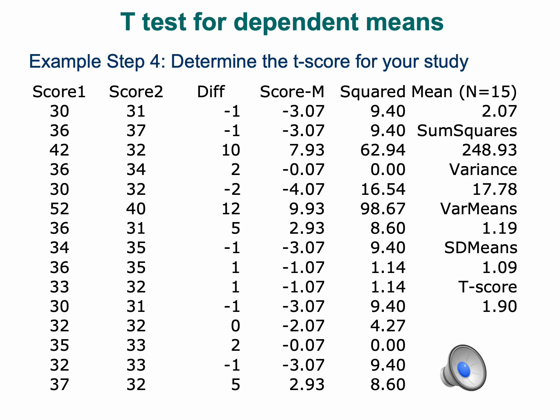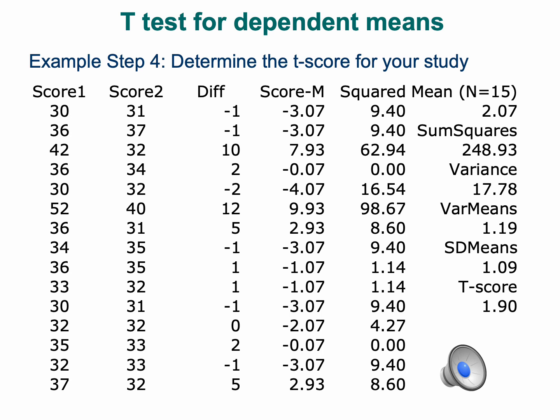Okay, so now we've got all these squared values. Now we need to add up all these squared values, and when we add them up, we get the sum of squares, which is 248.93. Now to get the variance estimate, we take the 248.93 and divide it by n minus 1, so we divide it by 14, and we get 17.78. To get the variance of the distribution of means, we have to divide that 17.78 variance estimate by the sample size of 15, and that gives us 1.19.